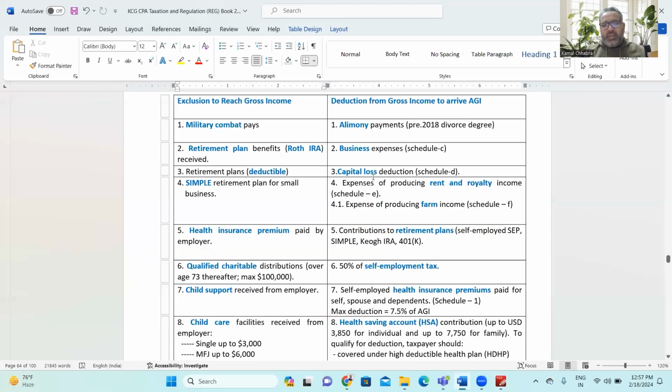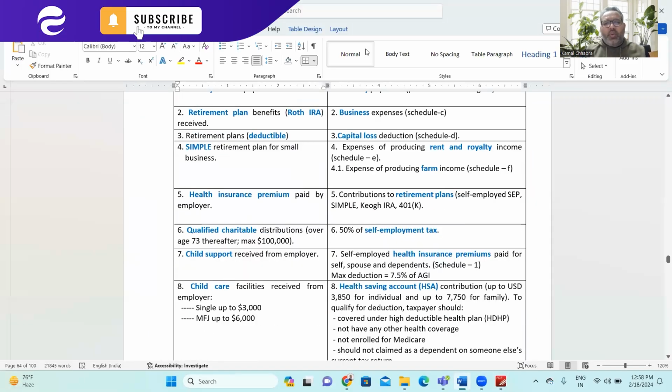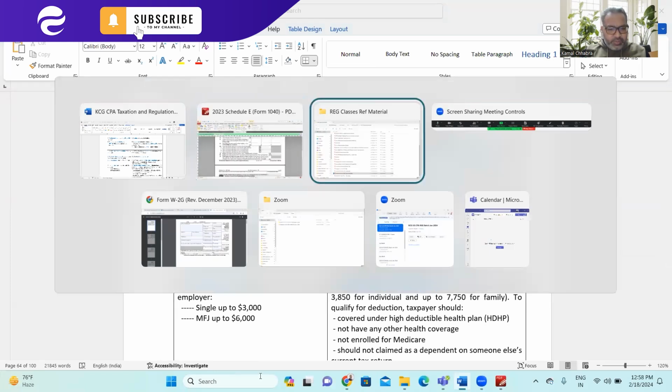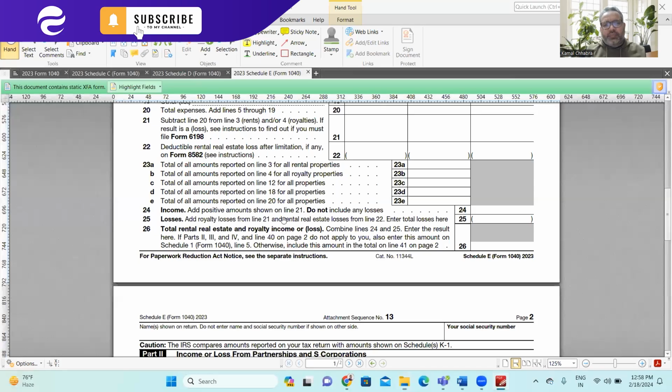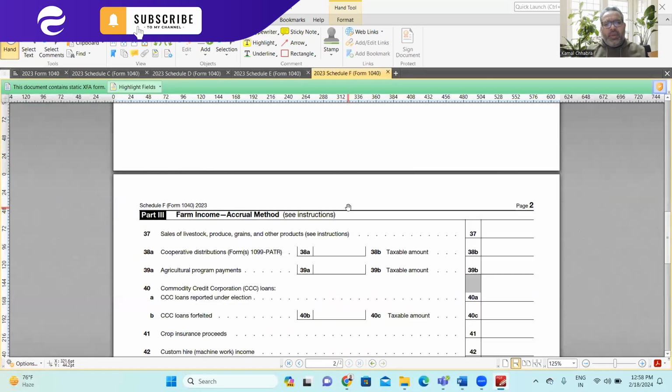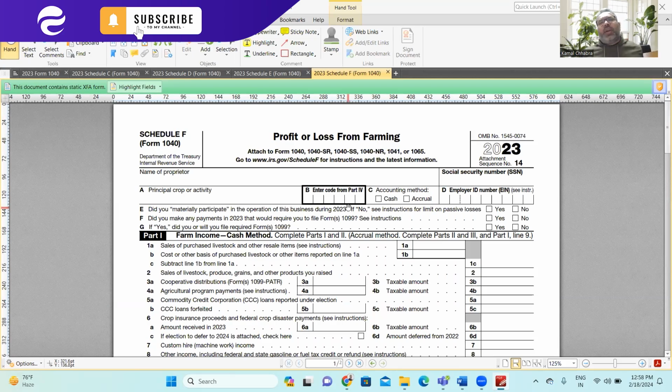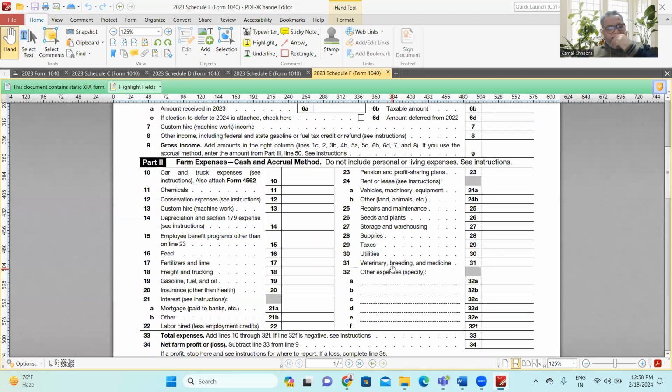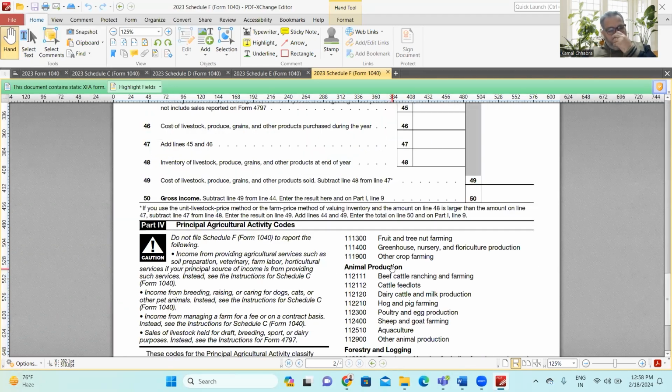Then, expenses for producing farming income: this is Schedule F. I think I have shared this with you too. This is for farming income. A farmer whose total revenue is less than $26 million can choose either the cash method or the accrual method of accounting. But a farmer whose income is more than $26 million has to follow the accrual method of accounting. Their income and expense detail will go in this respective form, which is Schedule F.